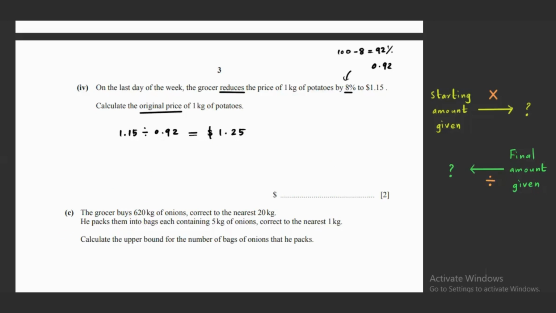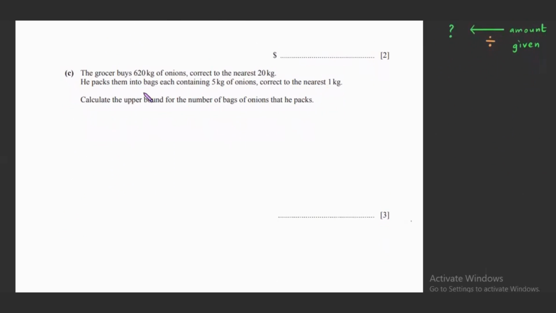Let's move on to question C. The grocer buys 620 kilograms of onions, correct to the nearest 20 kilogram. He packs them into bags, each containing 5 kilograms of onions, correct to the nearest 1 kilogram. Calculate the upper bound for the number of bags of onions that he packs. So we need to calculate the upper bound for the number of bags of onions he's going to pack.